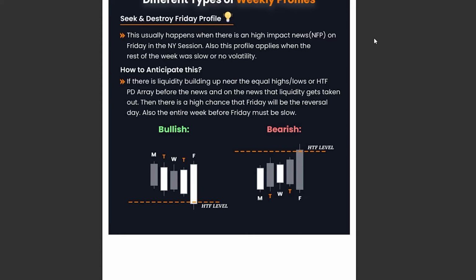Now let's come on to the fourth type of weekly profile that we are going to study today, that is seek and destroy Friday profiles. These are similar to the consolidation Thursday reversal profiles that we have studied just now. That was the third profile we studied, but in this case the liquidity sweep or the stop hunt happens on Friday, and the rest of the week is either slow or shows no volatility.